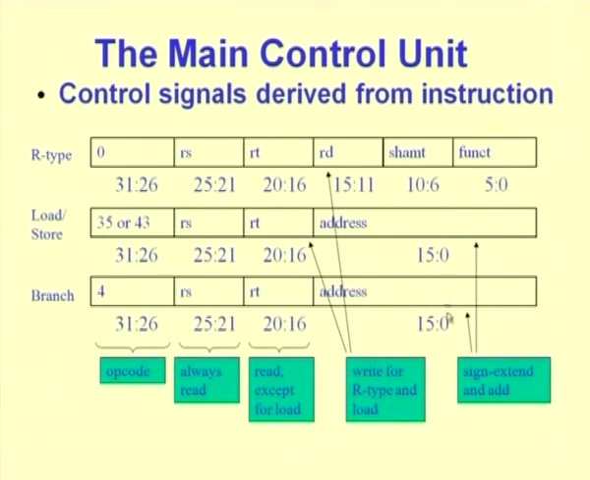Okay, and this address field, whether it is a branch instruction or a load store instruction, this 16 bits will have to be taken, sign extended and then added. This is the information we can derive from the instruction itself. So we have encoded the instruction in such a way that this derivation becomes easy. So this is how we derive it.